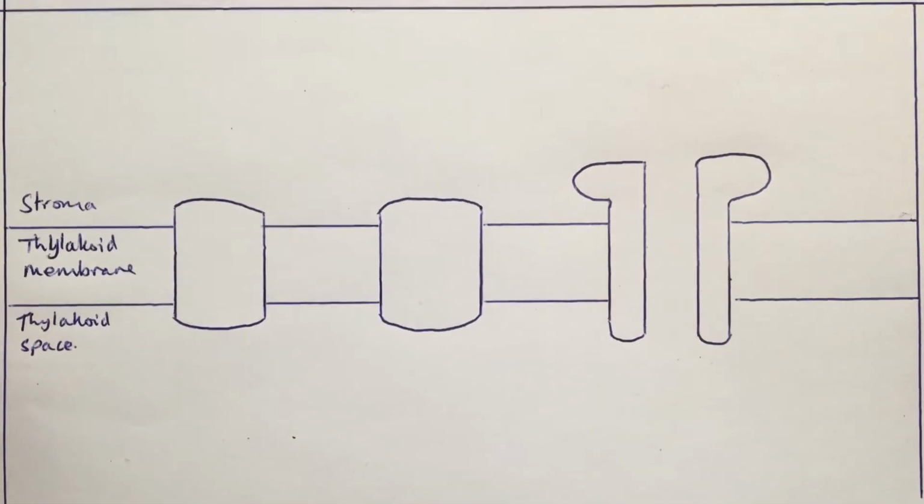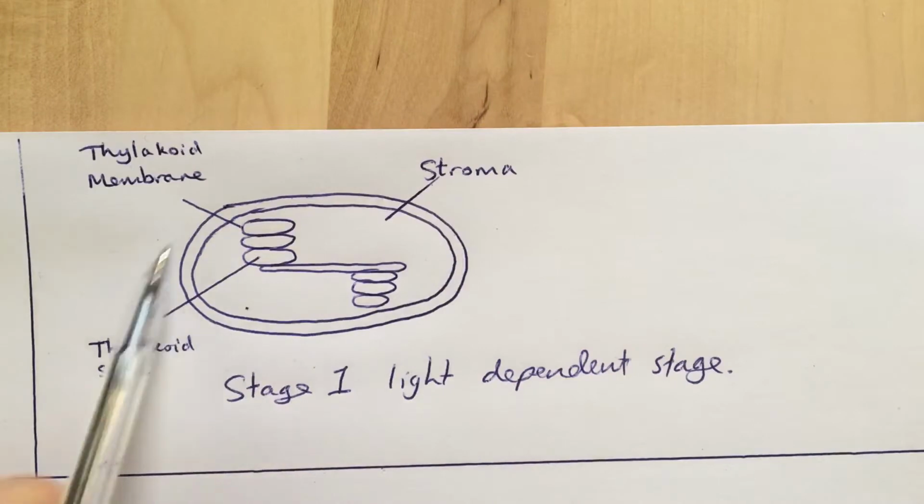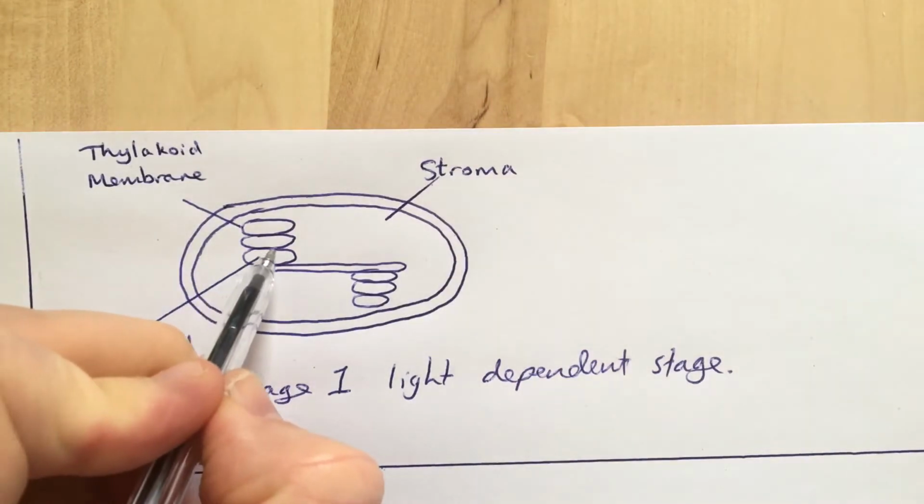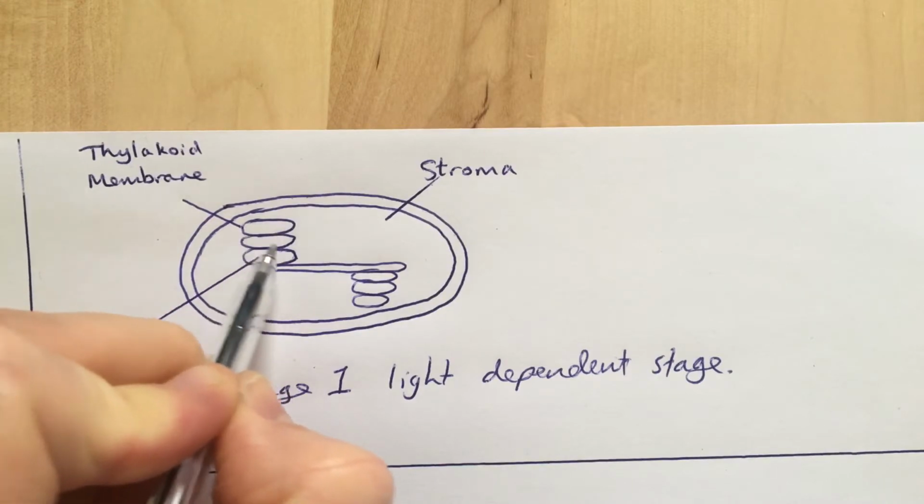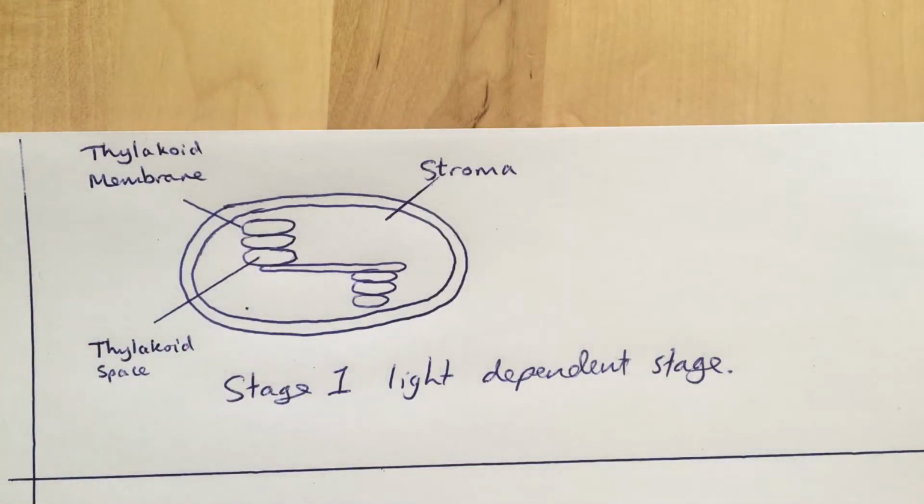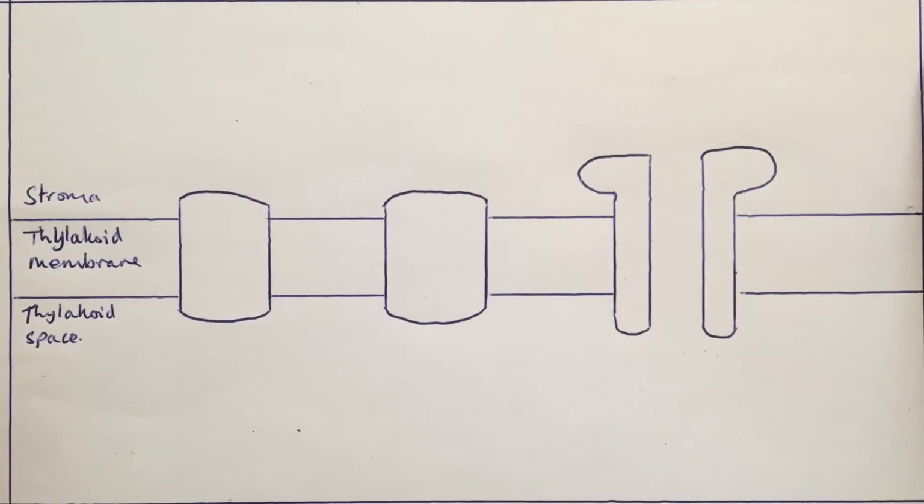Okay, so if you imagine that we are in the chloroplast and we are actually looking at one of these lines here, the membrane of these stacks of thylakoids, which we call grana, remember. So we're looking at the first stage of photosynthesis, which we call the light dependent stage. So let's go back to this.